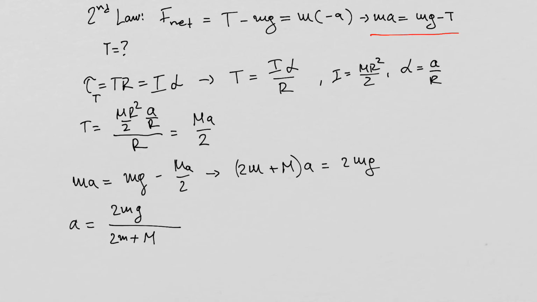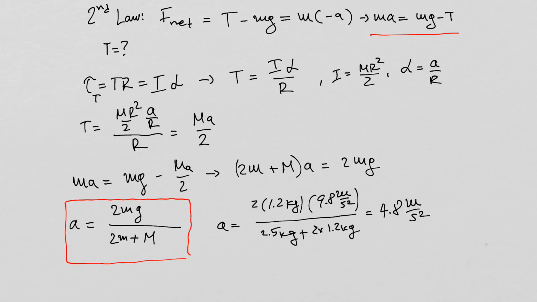So after substitution, I get that ma is equal to mg minus Ma, where M is the mass of the disk, divided by 2. Rearranging the terms gives me an expression for the acceleration. That is that a is equal to twice the mass of the block times gravitational acceleration, divided by twice the mass of the block plus the mass of the disk. Substituting the values I know for the mass of the block and the mass of the disk in the expression for the acceleration gives me that the acceleration with which the block is falling down is 4.8 meters per second squared.